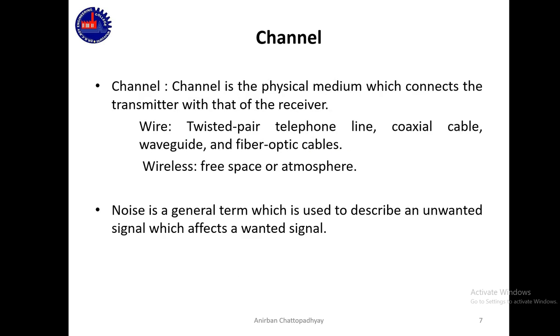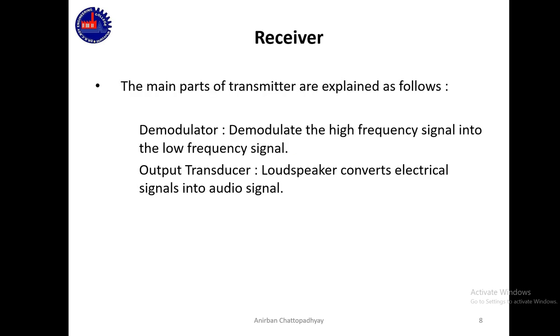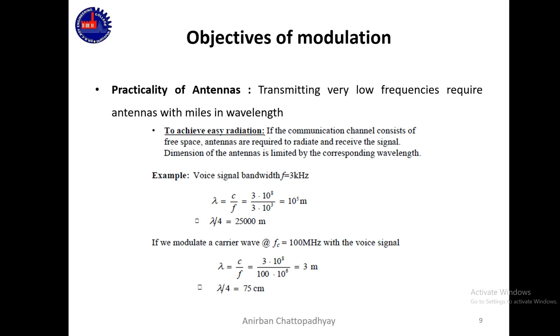Now the next thing is the most important thing. We know modulation. Now the question is, why is there a need for modulation? Why will we do modulation? The first need is the practicality of antennas. To understand that, we'll take an example. We consider case 1 and then case 2.